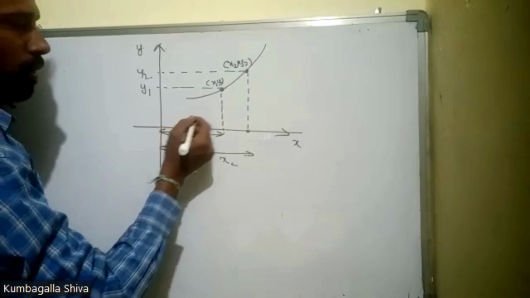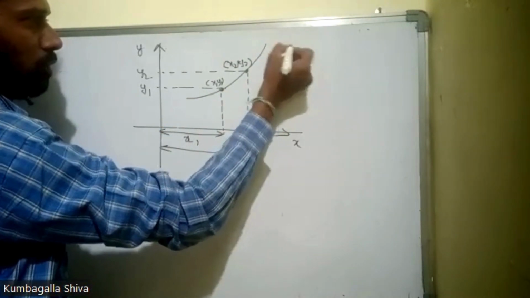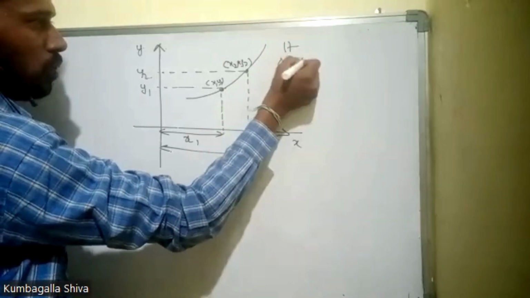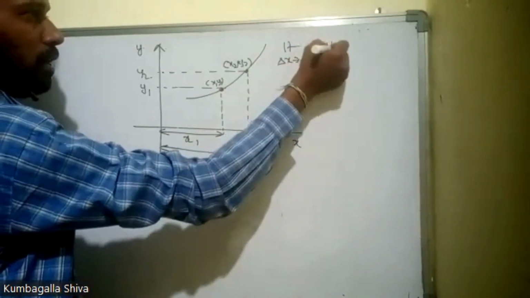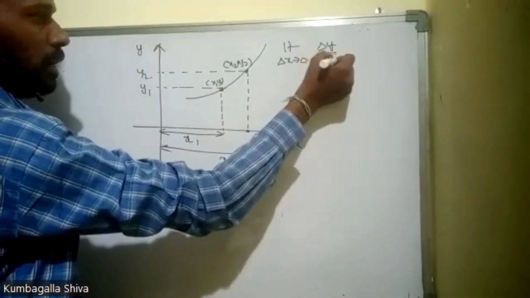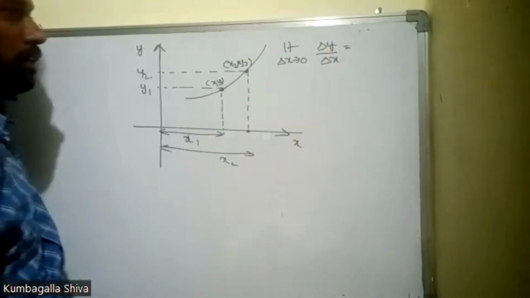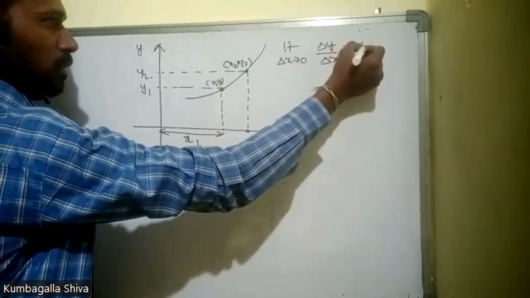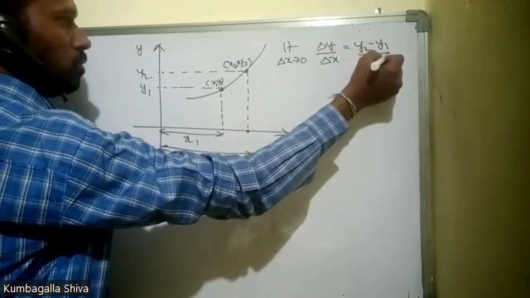Now we need to find the change in y. We know the definition: limit delta x tending to 0, very close to 0, we write delta y by delta x. So what is delta y? Delta y by delta x is nothing but y2 minus y1 by x2 minus x1, which is the slope.